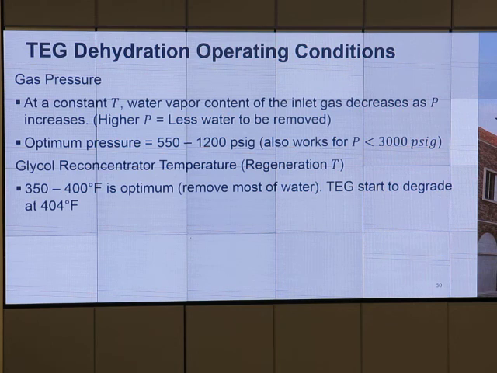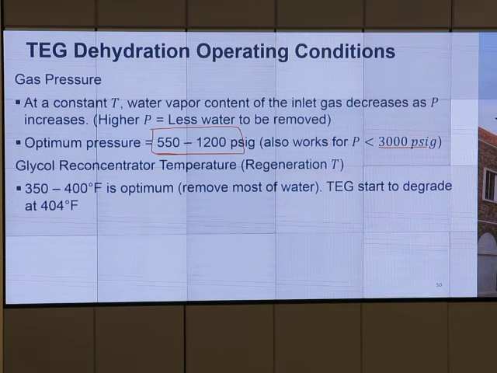Another 2-3 things for operating conditions. Gas pressure. The optimum pressure is 550 to 1200 psi. But actually it works for any pressure from 0, well, 0 may not be good, 1 psig to 3000 psig. That's what the textbook said. It works on a wide range of pressure. But to have the optimum operation, 550 to 1200. Okay?